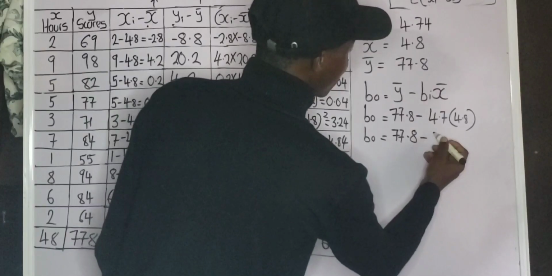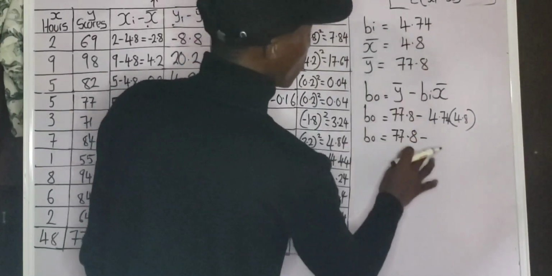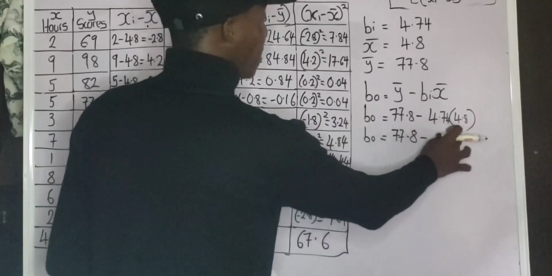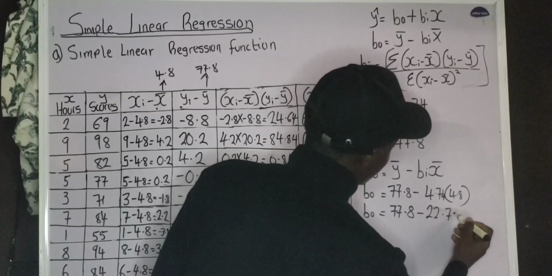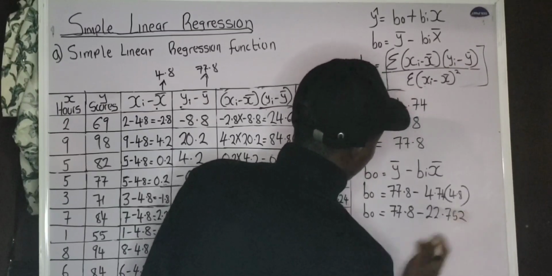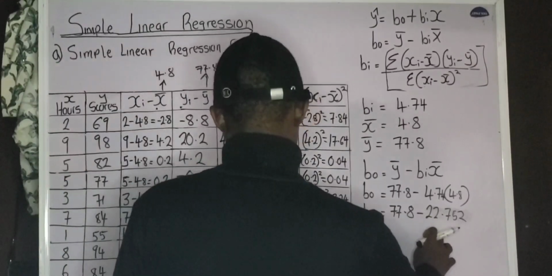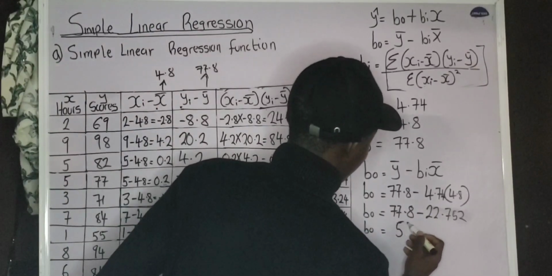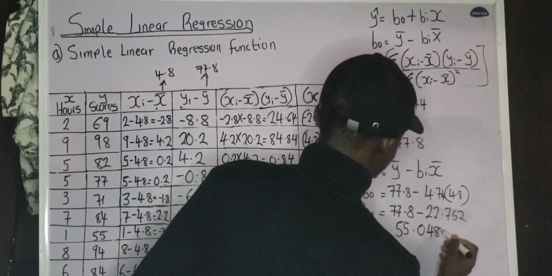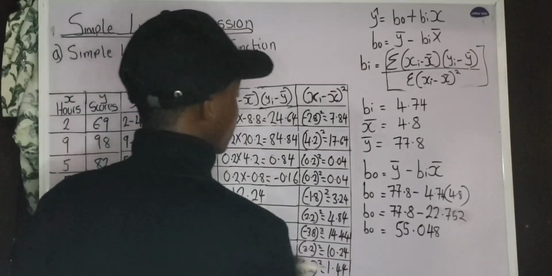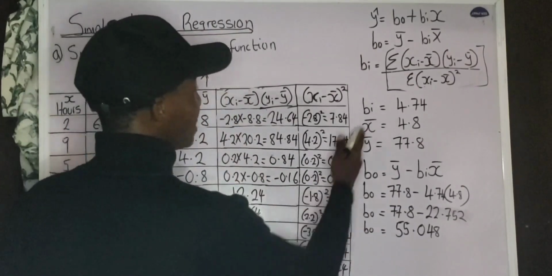77.8 minus 4. Oh, this will be 4, that should be 4 here. You understand? Our slope is what? 4.74. So if you take the product of 4.74 multiplied by 4.8, you are going to get 22.752. You understand? So b naught is equal to 77.8 minus 22.752. That is 55.048. You understand? So the intercept of this data is what? 55.048.